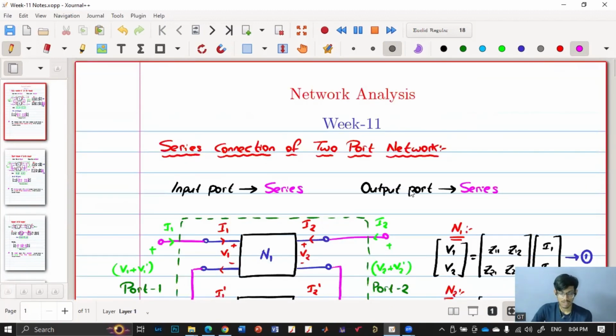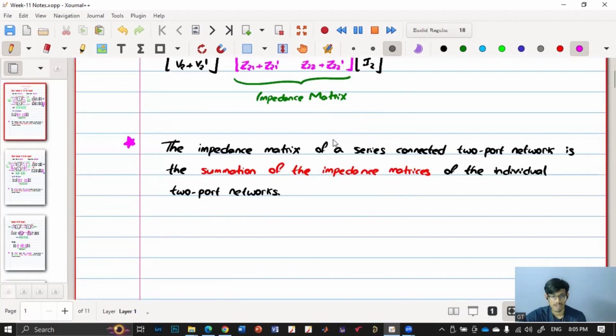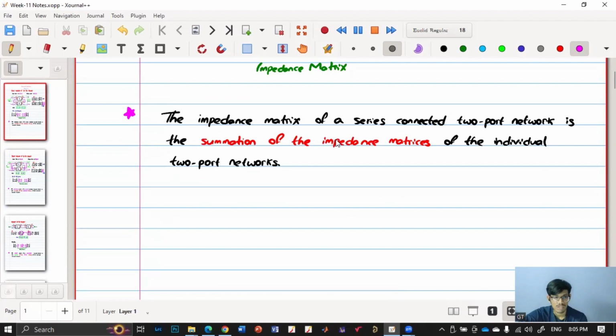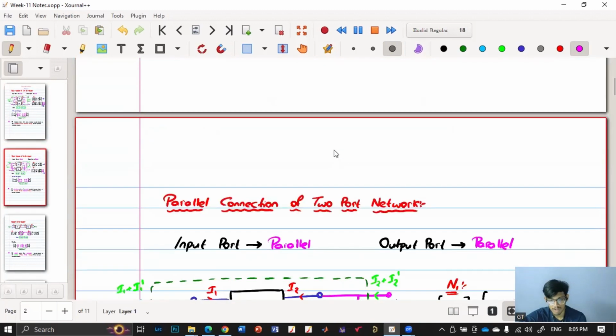In today's session, we have started with the two-port network, multiple types of connection of two-port network. So first we have discussed the series connection of two-port network, where we have used the Z parameters, and we got the result that the impedance matrix of the series connected two-port network is the summation of the impedance matrices of the individual two-port networks.